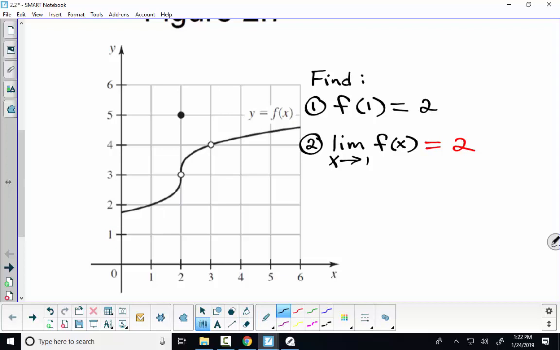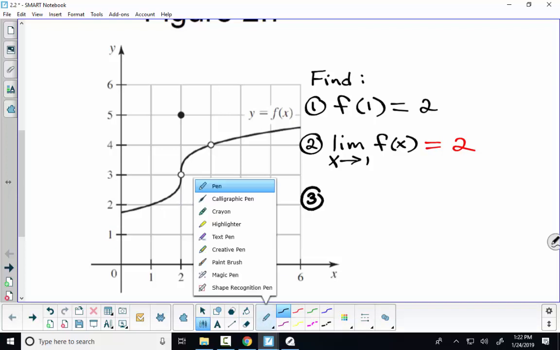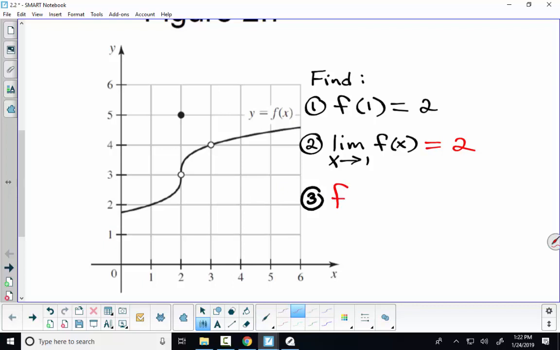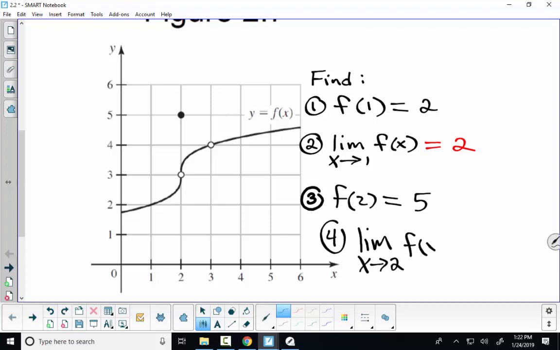Okay. How about, let's compute f of 2. f of 2 will give us what? 5. f of 2 is equal to 5. How about the limit as x approaches 2 of f of x? 3? What do y'all think? 3?